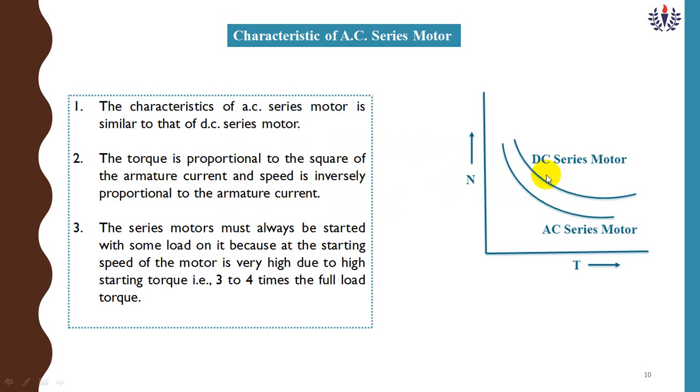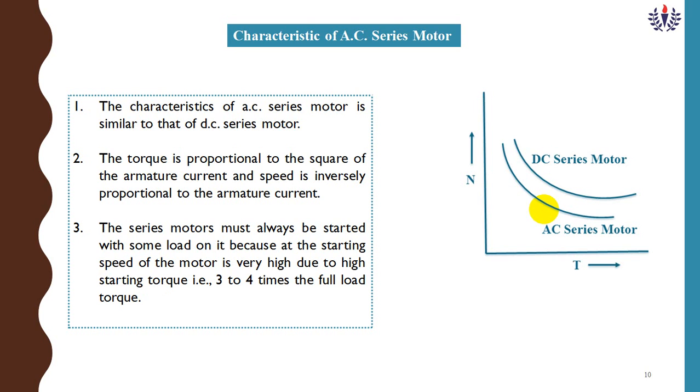Compared to the DC series motor, we get somewhat better torque and speed. We get a non-linear curve, a hyperbolic curve. But in a series motor, at starting time with some loads, the starting speed of the motor is very high due to high starting torque.